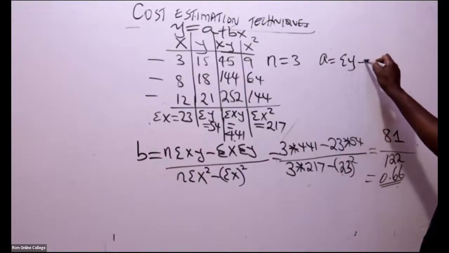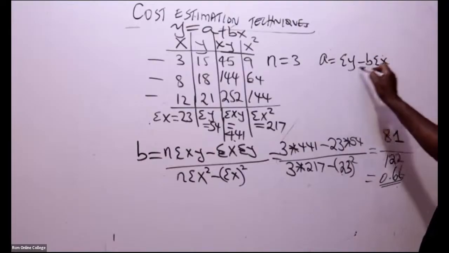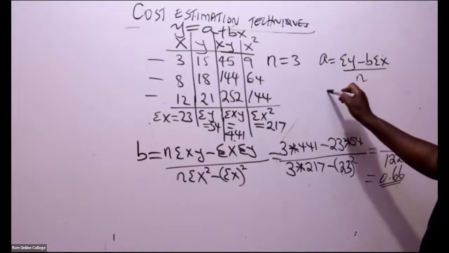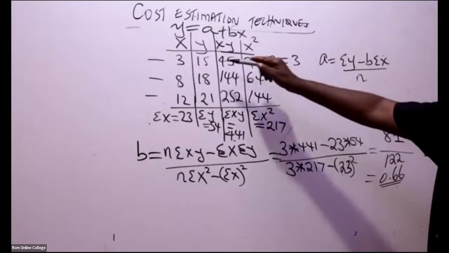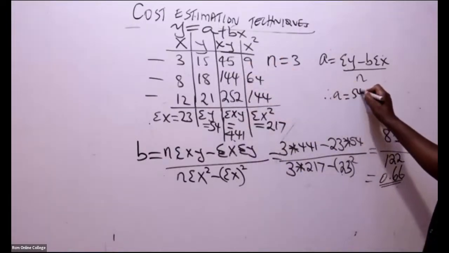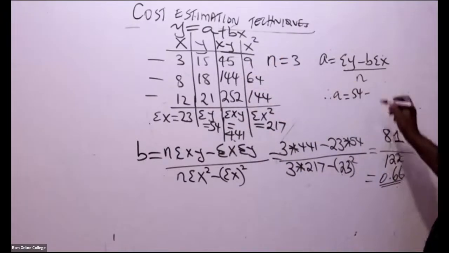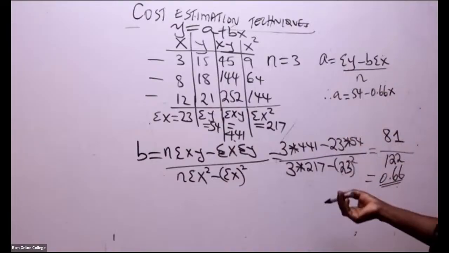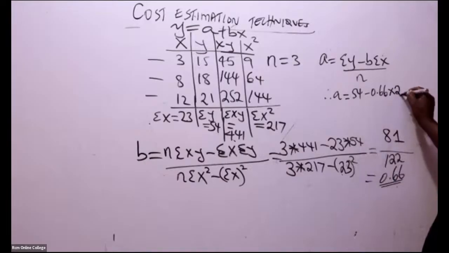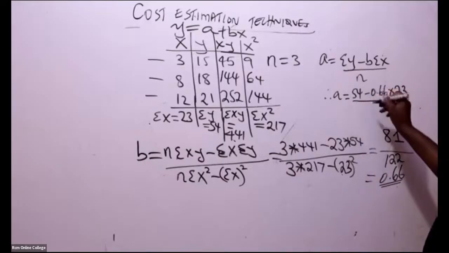The value of A will be summation of y minus b summation of x all over n. Therefore, A will be summation of y, which is 54, minus the b that you have just gotten here, which is 0.66, times summation of x, which is 23. Everything to be divided by our n, which is 3.